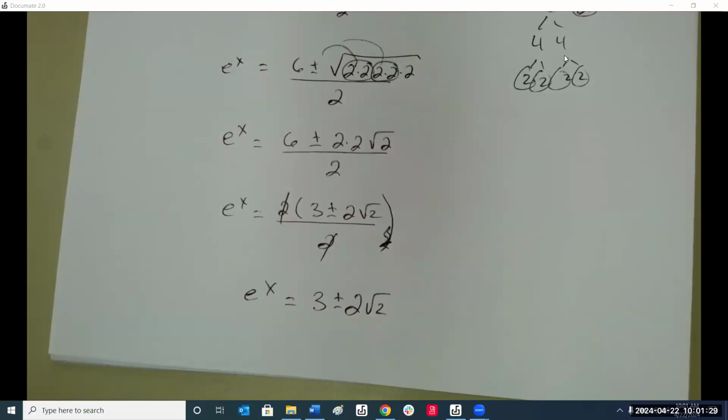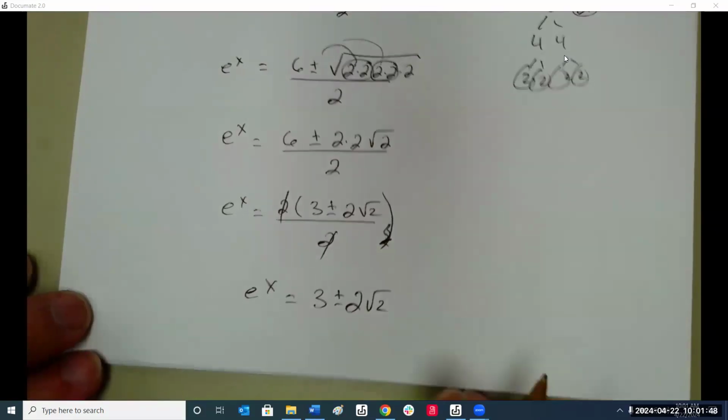So far, so good. Now what do I do? What am I solving for? The x. I'm solving for x. So how do I get rid of the x? How do we get rid of the e? Ln. Take ln to both sides, right?